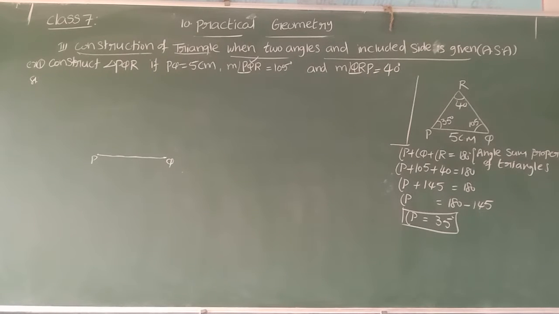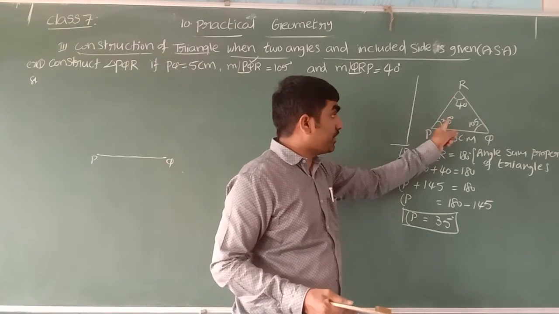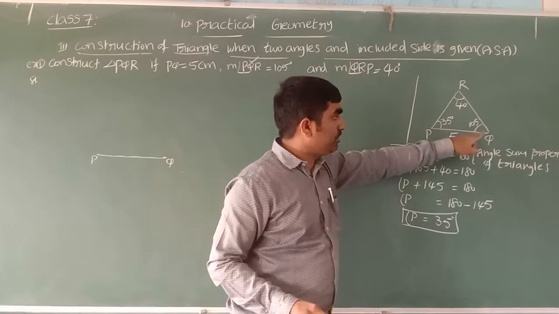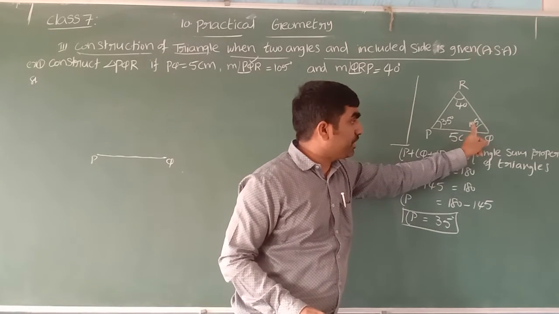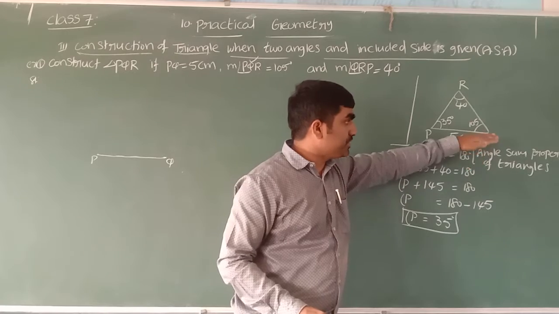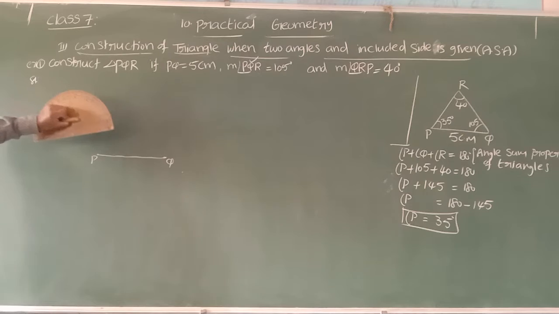Now by using this protractor, from vertex P you can draw a ray at 35 degrees with PQ, which is above the PQ. From vertex Q you can draw an angle of 105 degrees with PQ, which is above the PQ. So let me draw a ray from vertex P.